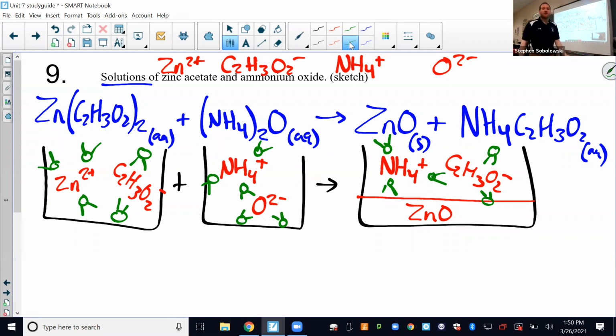So I have a precipitate in the ZnO, and another vocab term, the ammonium and the acetate ions are spectator ions, because notice, they didn't do anything. They just kind of watched. The ammonium started out floating in water next to the oxide. The acetate started out floating in water next to the zinc. The zinc and the oxygen actually did something. They found each other and bonded and settled at the bottom as a precipitate. What did these do? Nothing. They're still floating around in water. So spectator ions.